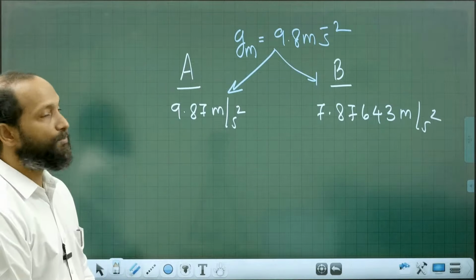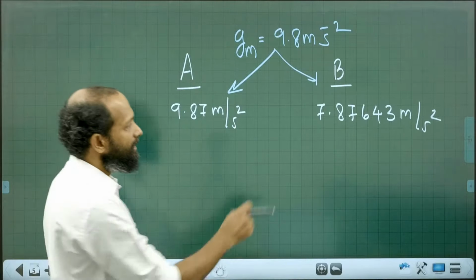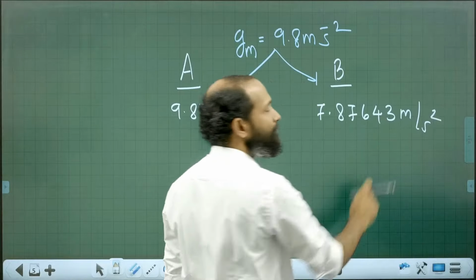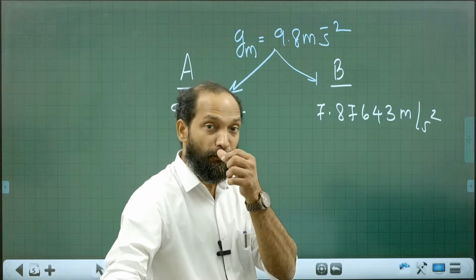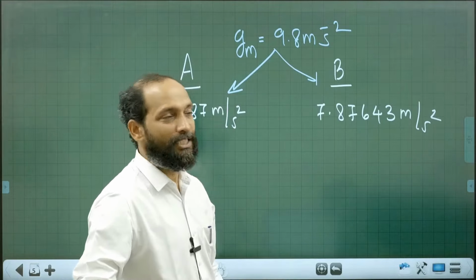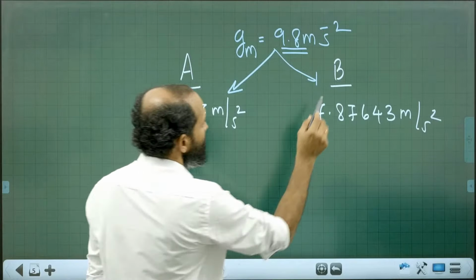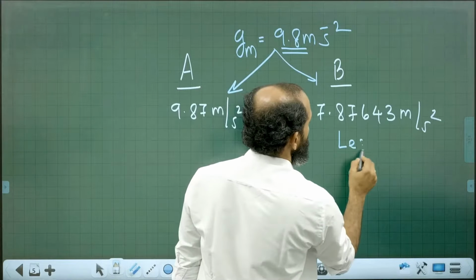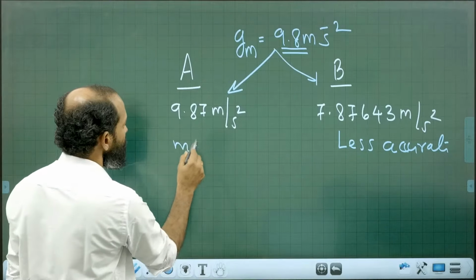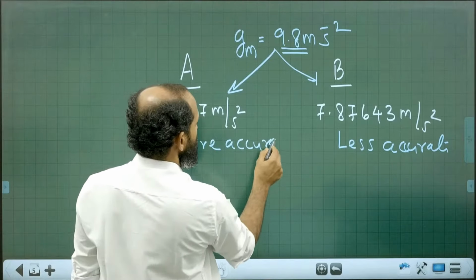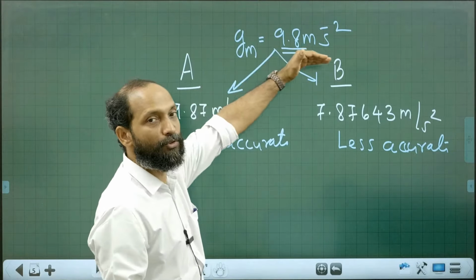What do you say? Which one is more accurate? Answer me. One may say that the one which has more significant figures is more accurate. But that would have been so if the true value was not known. But if the true value is known to you, the true value is 9.8, so B is less accurate. But A is more accurate. Can you say why? Because A has a recorded value which is very close to the true value.